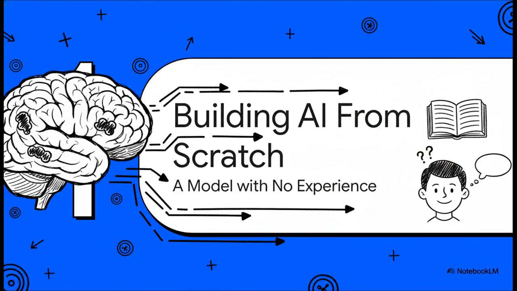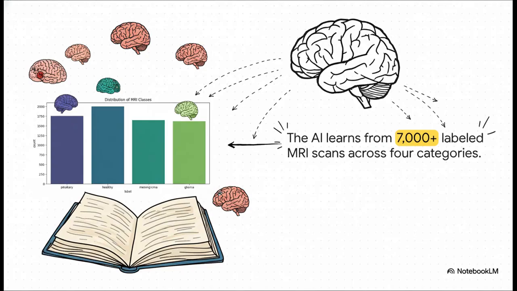So for our first try, we're going old school. We're building a brand new AI model completely from scratch. It's a total blank slate. You can think of it like a medical student who's just been handed a textbook for the very first time, with absolutely no prior experience. And this is its textbook.